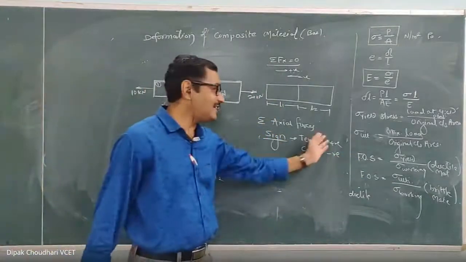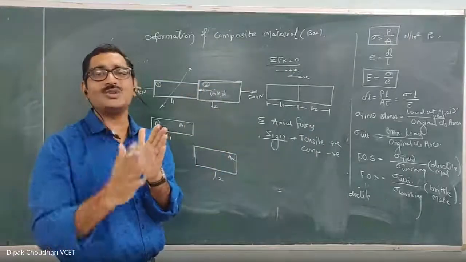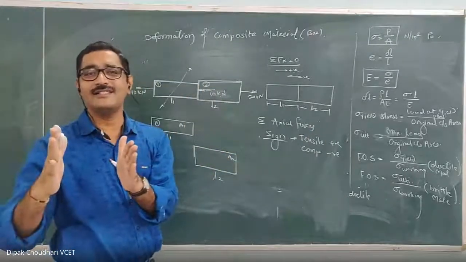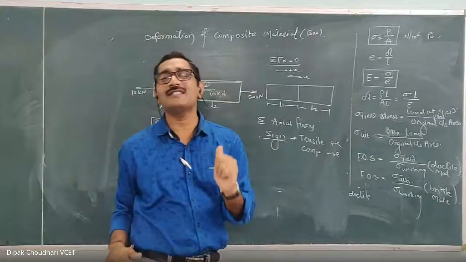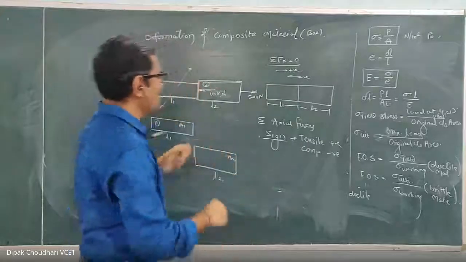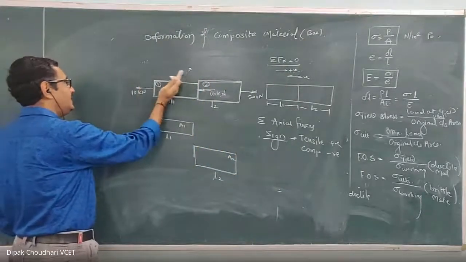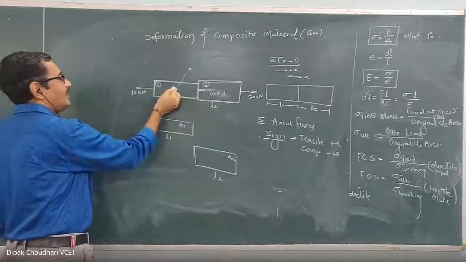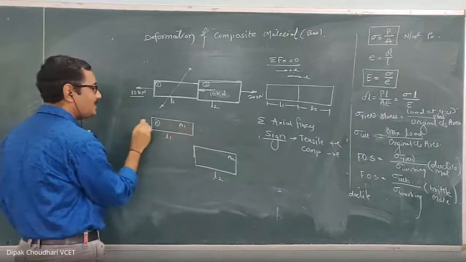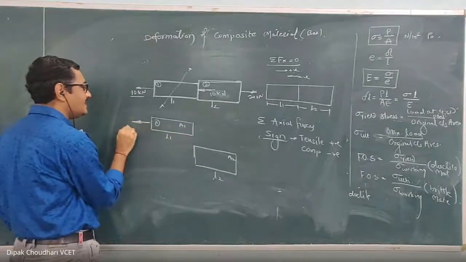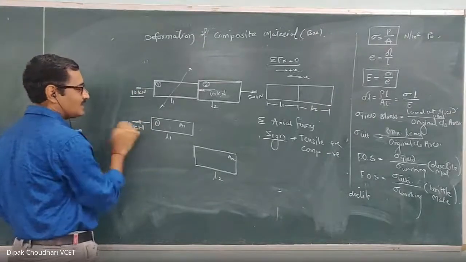Now, how to identify the tensile force? The force which acts away from the position or the body under consideration is the tensile force, and the force which is acting toward the body under consideration is the compressive force. Clear? So with respect to this section, if I consider the algebraic summation of the forces on any one side, here on left hand side there is only one force, 10 kilonewton. It means that this component is subjected to an axial force of 10 kilonewton tensile. Its nature is tensile, so this will also be tensile.